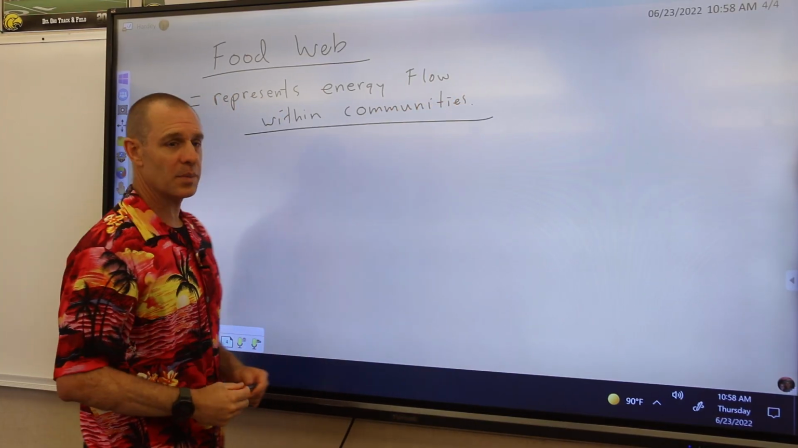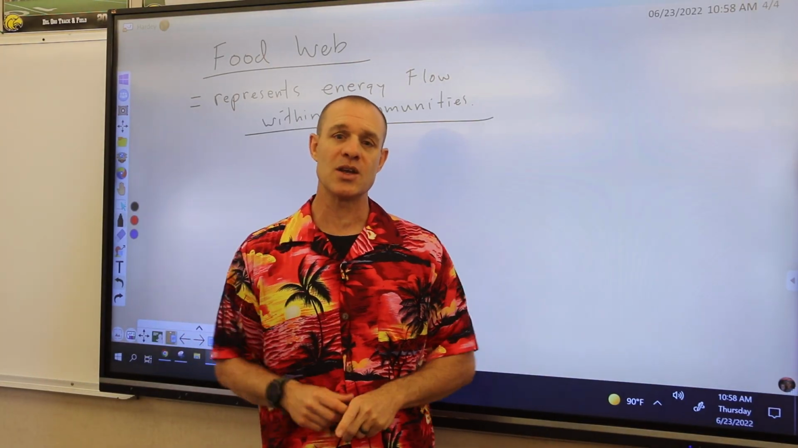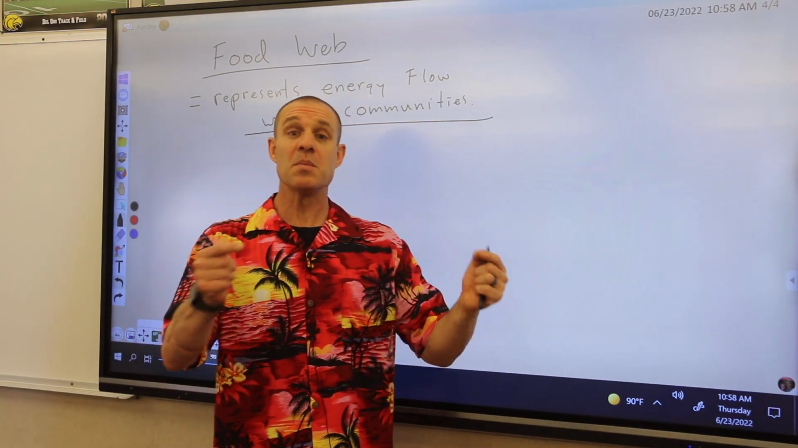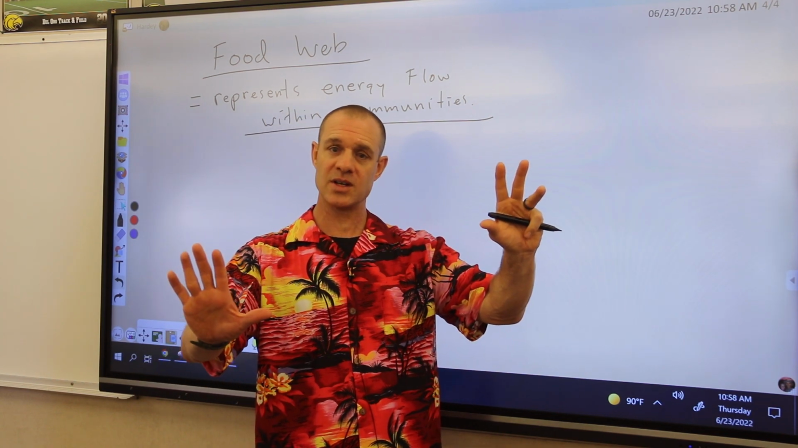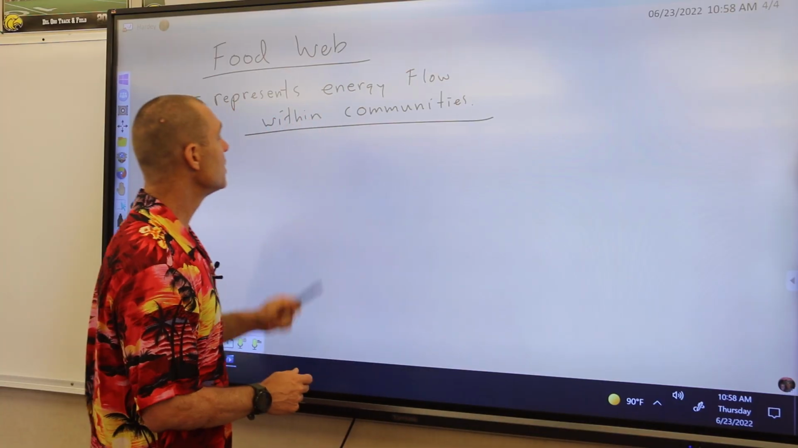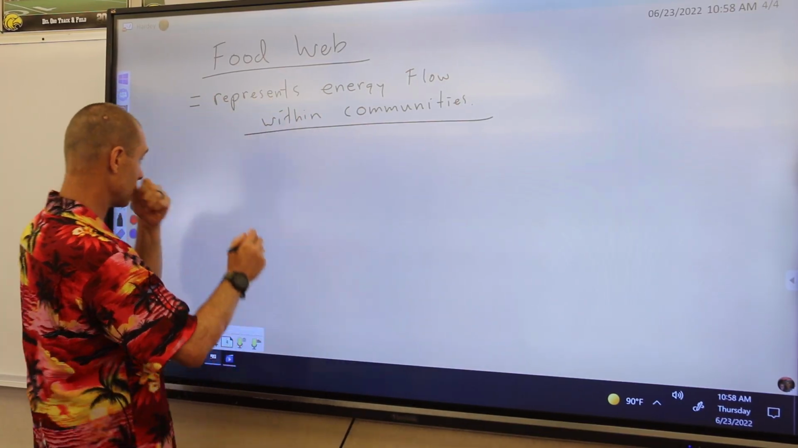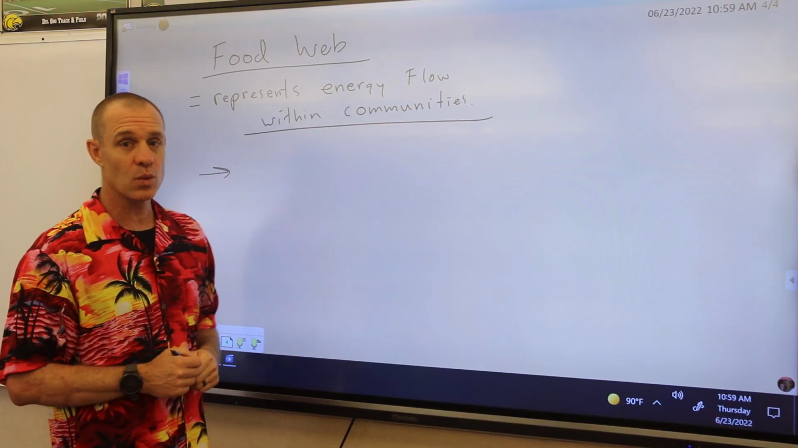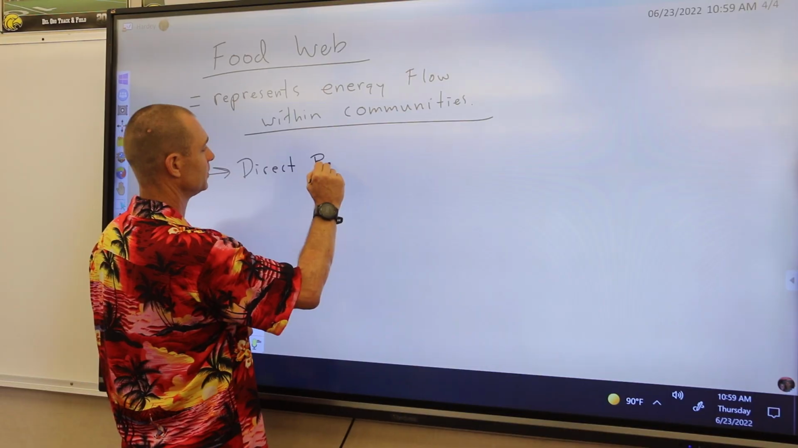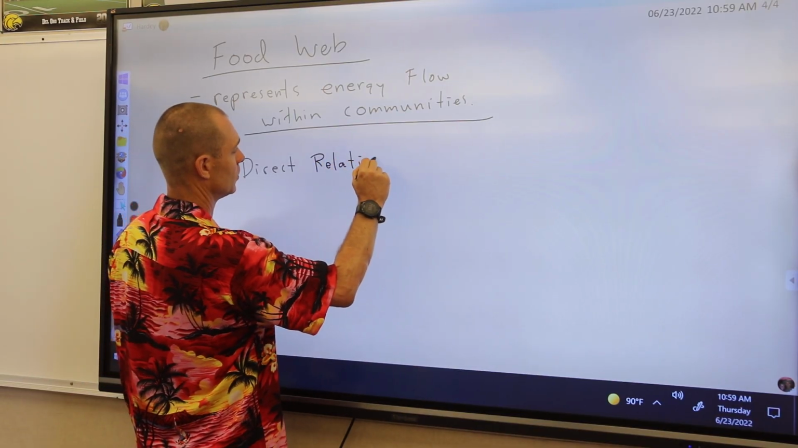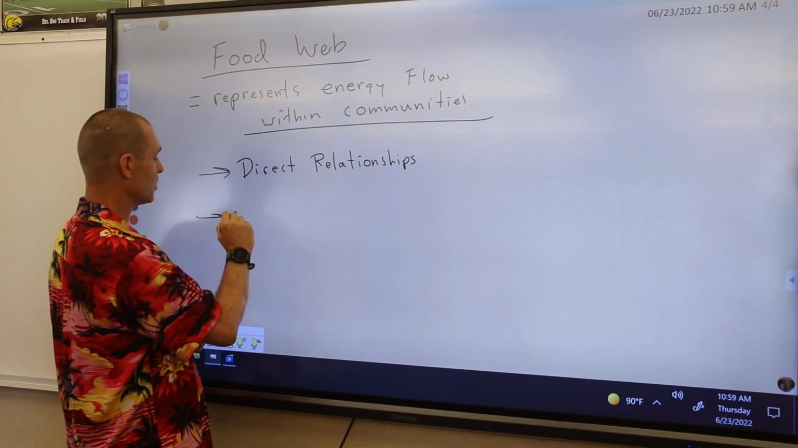Food webs are important because they help biologists understand the interactions among many of the organisms, where organisms might be competing for a food source, where organisms might be affected by the loss of another organism, and so forth. And so these just look at a more complex picture of energy flow within ecosystems. And two vocabulary words that go along with this are direct relationships and indirect relationships.